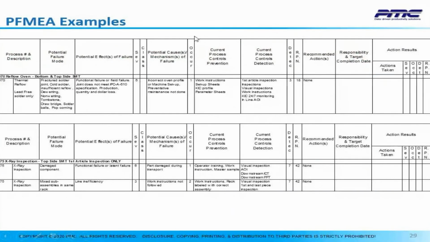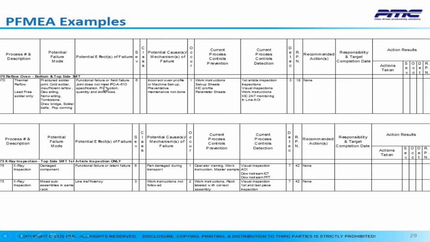And a couple of examples here, one of them being from a reflow oven. Your process number is 70, and the description is reflow oven, bottom and top side surface mount technology process, terminal flow, and lead-free solder only. And the failure mode here was defined as fractured solder joint, cold solder, insufficient reflow, and so on and so forth. The potential effects: functional failure or field failure could happen.